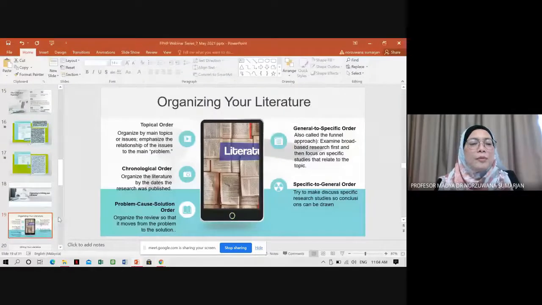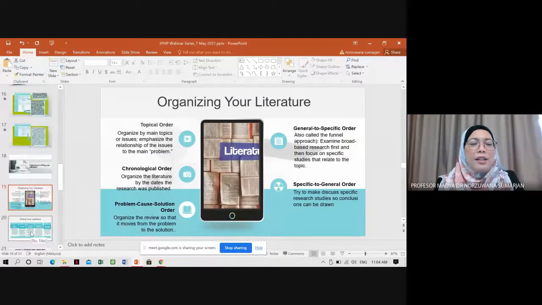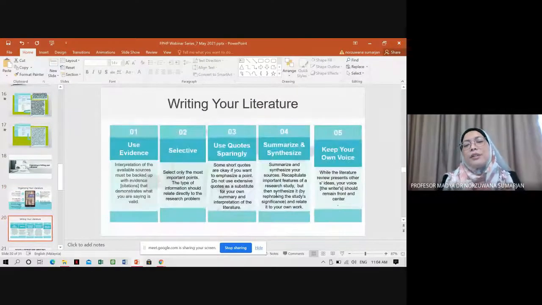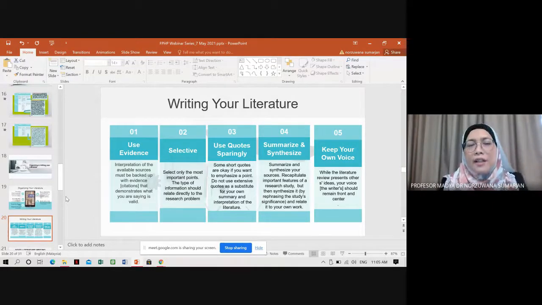Now, next is writing your literature. Again, how you write your literature depends on several factors that will influence your writing style. I cannot teach you exactly how to write it because it depends on several factors. But these are some of the concerns that you should take into consideration when you write your literature.